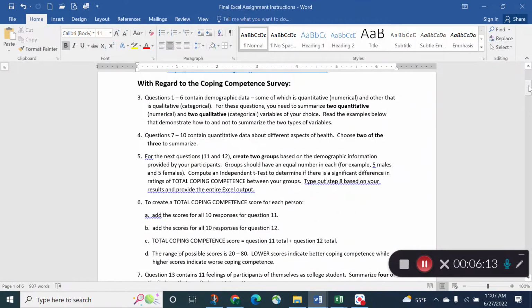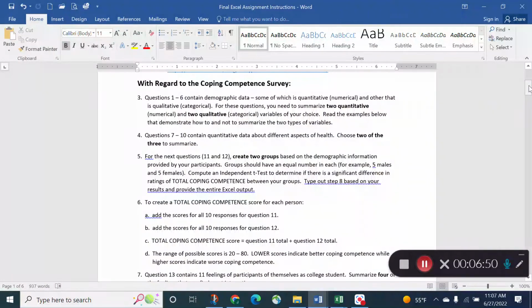It could be 5 lower class individuals, 5 upper class individuals, but pick something in the demographic questions that will allow you to create 2 groups so that you can then do an independent t-test between the groups. So I talk here about groups should be equal in number, for example, 5 males and 5 females, and there you're going to compute an independent t-test to see if there's a significant difference in total coping competence between your groups.